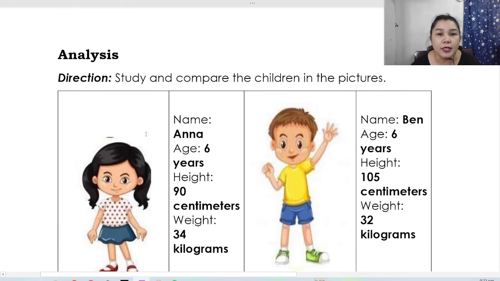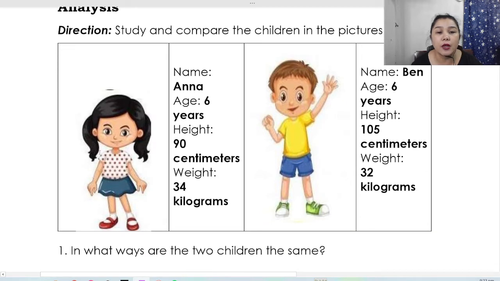Okay, analysis. Directions: study and compare the children in the pictures. So we have here children, we have Anna on your left and Ben at your right. So one is a girl and the other one is a boy. Both of them are 6 years old. It says age 6 there, and Ben's age is also 6 years old.